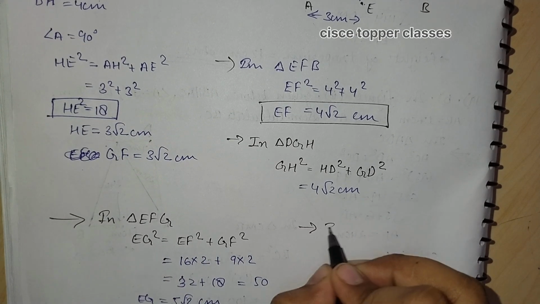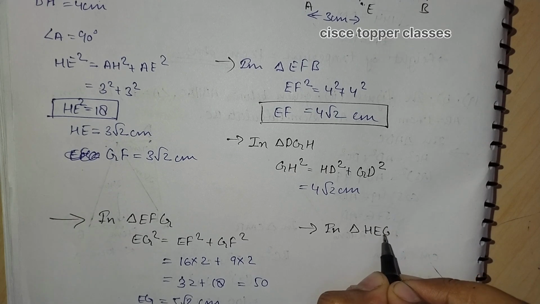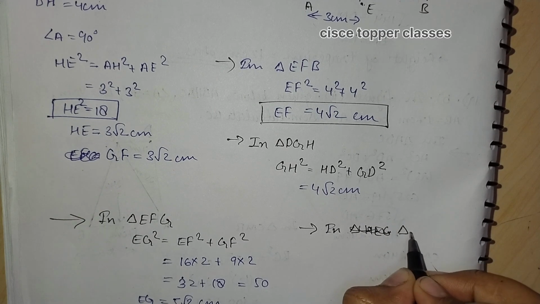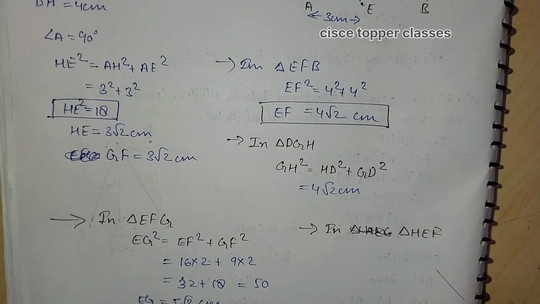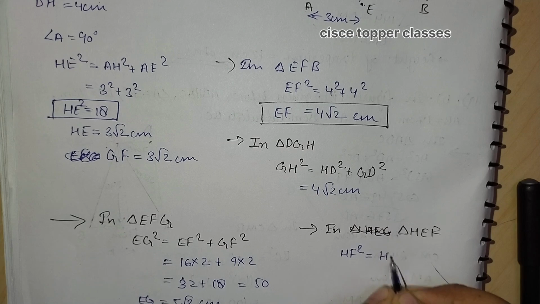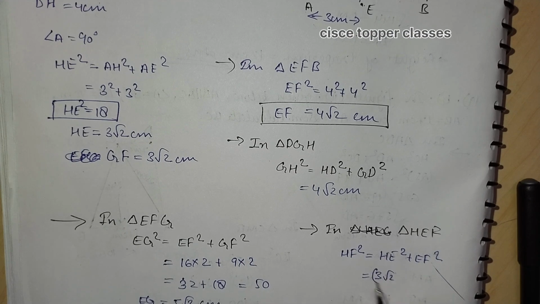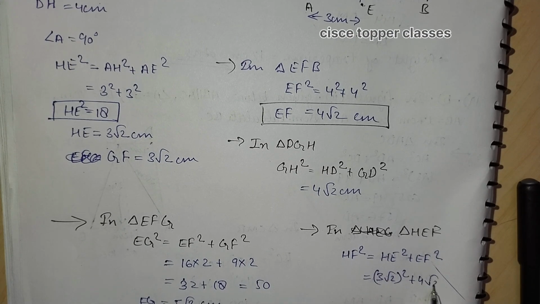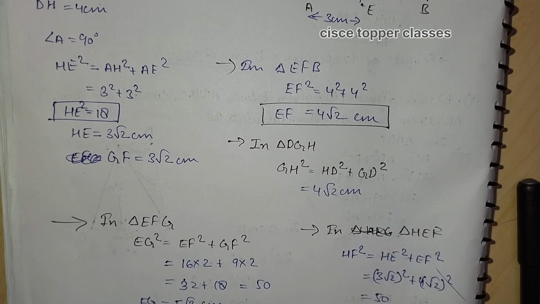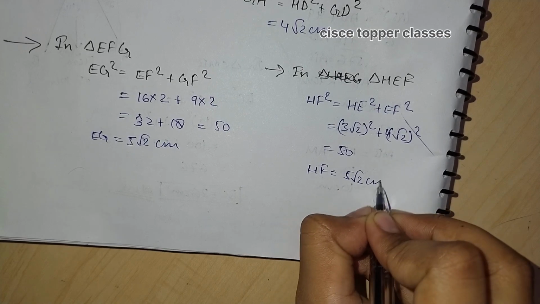Now we will take the triangle HEF. So here also we can write the value of HF square as HE square plus EF square, and we will put the value of HE here, 3 under root 2 whole square, plus EF, 4 under root 2 whole square. We will get again 50. Taking the square root, HF will be 5 under root 2 centimeters.